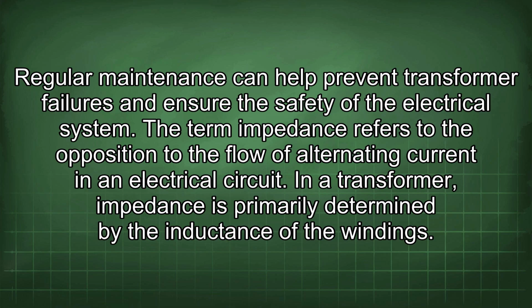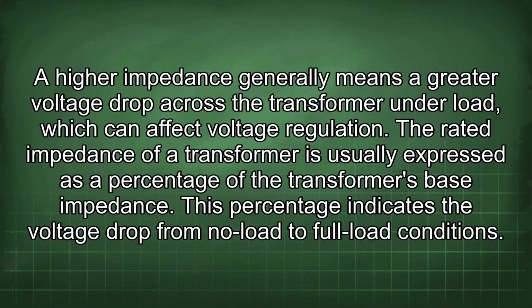In a transformer, impedance is primarily determined by the inductance of the windings. A higher impedance generally means a greater voltage drop across the transformer under load, which can affect voltage regulation. The rated impedance of a transformer is usually expressed as a percentage of the transformer's base impedance. This percentage indicates the voltage drop from no load to full load conditions.